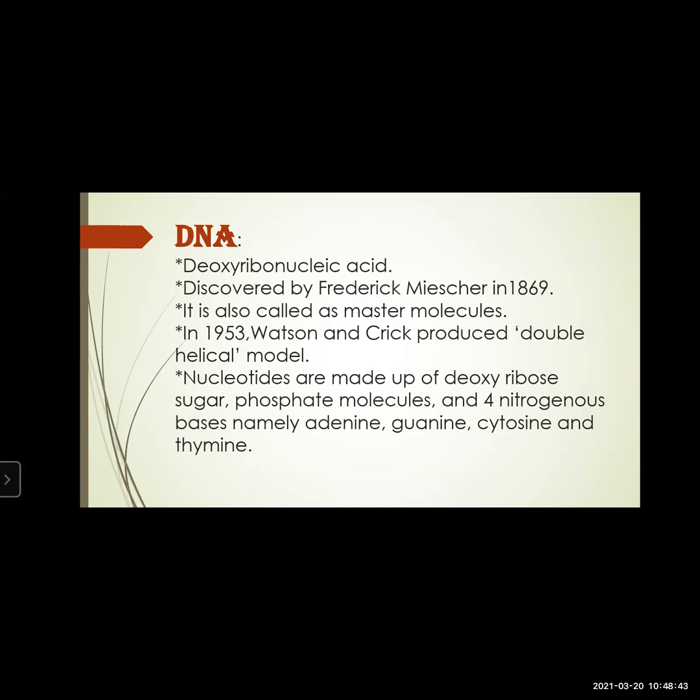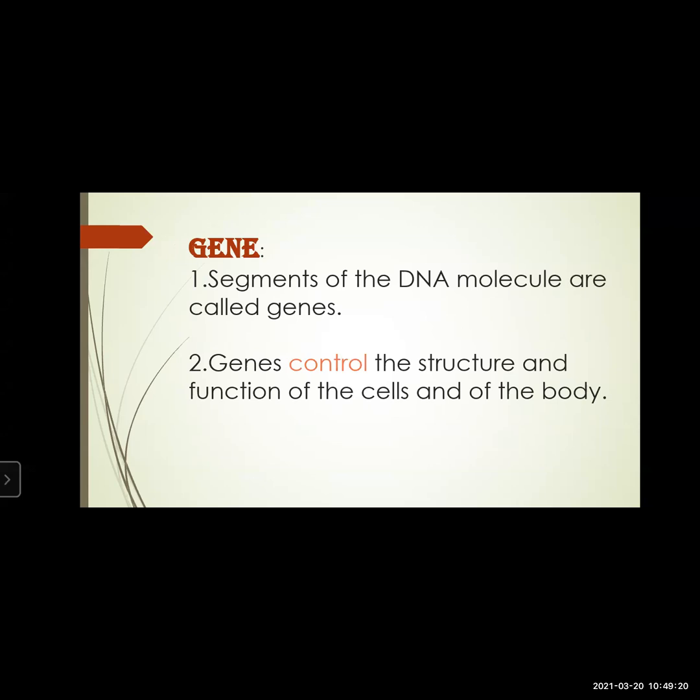And DNA is made up of small molecules, right? Each strand in the molecule of DNA is made up of many small molecules known as nucleotides. And I hope everyone knows how the nucleotides are made. Nucleotides are formed of deoxyribose sugar, phosphate molecules, and four types of nitrogenous bases: adenine, guanine, cytosine, and thymine. Right? Then the next point is gene.